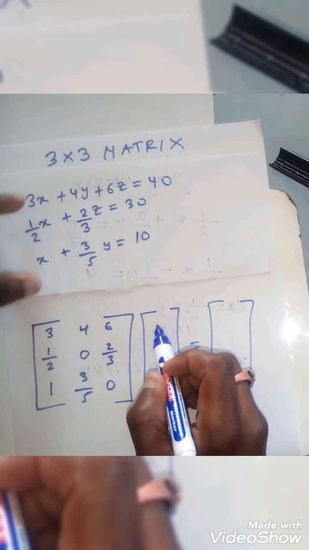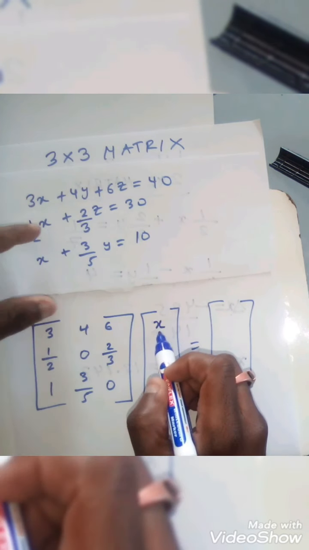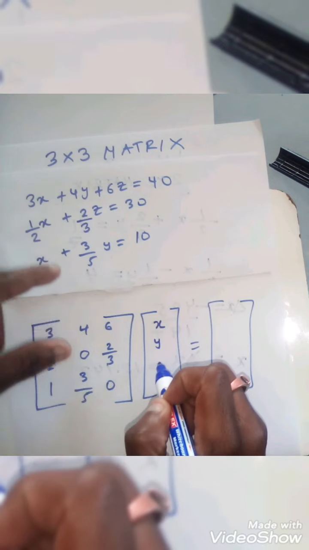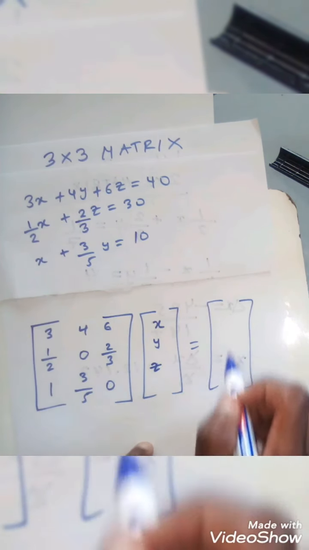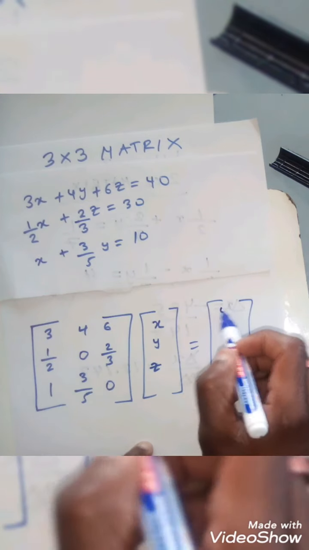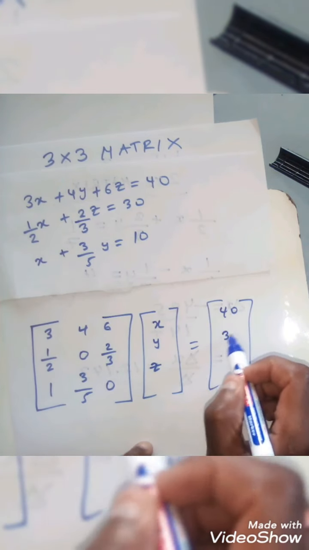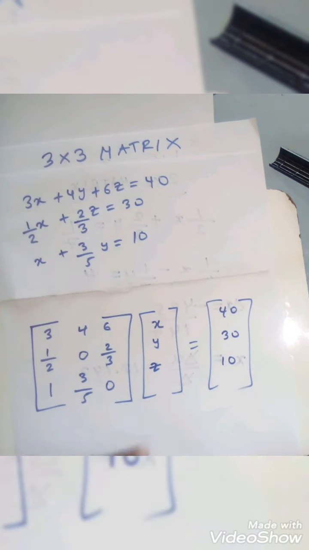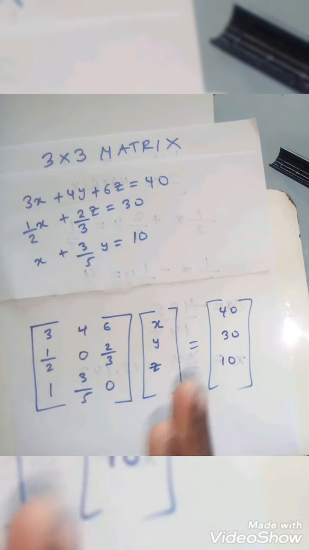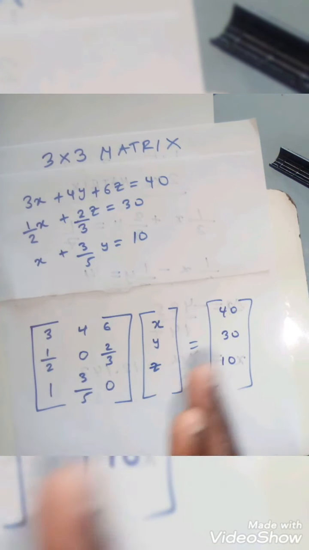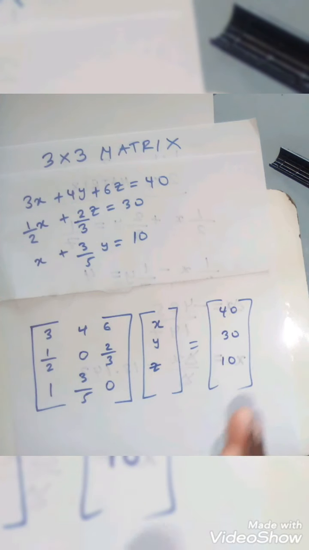Now, what I have on this column vector, as they call it in mathematics, are the variables. So for the first column, I have x. For the second column, I have y. For the third column, I have z. And then here, the solutions are 40, 30, and 10. Now, this is how you express your system of equations in matrix form.